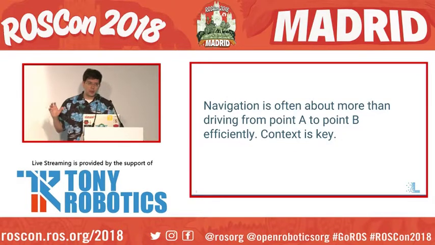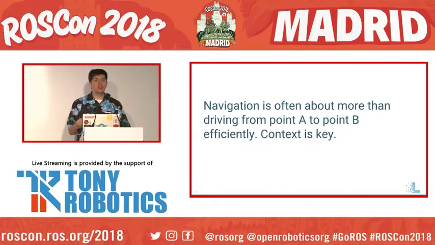My point with all of this is that the current navigation stack does really well getting you from point A to point B, but there's a lot more to operating robots in this way, and context is key. You have to be able to customize your robot's navigation behavior for the particular context that you're going to be operating in, and that requires a lot of customization that the navigation stack is not ready to allow at this point.